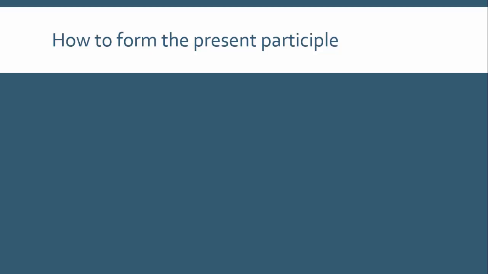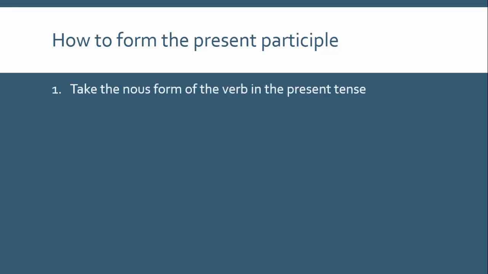And once you're familiar with that, forming the present participle will be very, very simple, because the first two steps are exactly the same. So we start by taking the nous form of the verb in the present tense, remove the ONS just as we do with the imperfect, but then instead of adding a whole host of endings depending on the person, we just add ANT. The present participle only has one form.